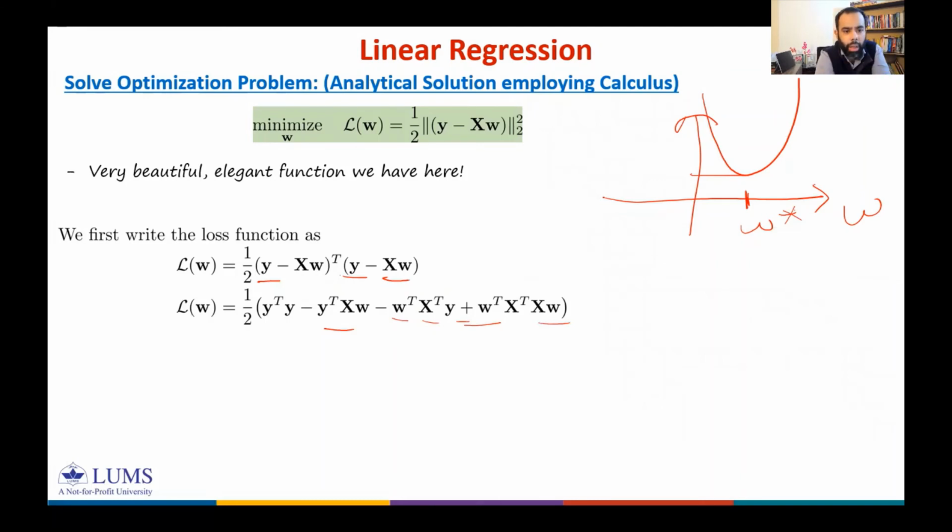If you see, each of these quantities is a scalar, right? So y transpose y is a scalar, y transpose Xw is a scalar, so w transpose X transpose y is a scalar. And this is a transpose of this. So effectively, because it's a scalar, these two correspond to the same value. So we can combine these two, and we get y transpose y minus 2w transpose X transpose y plus w transpose X transpose X w.